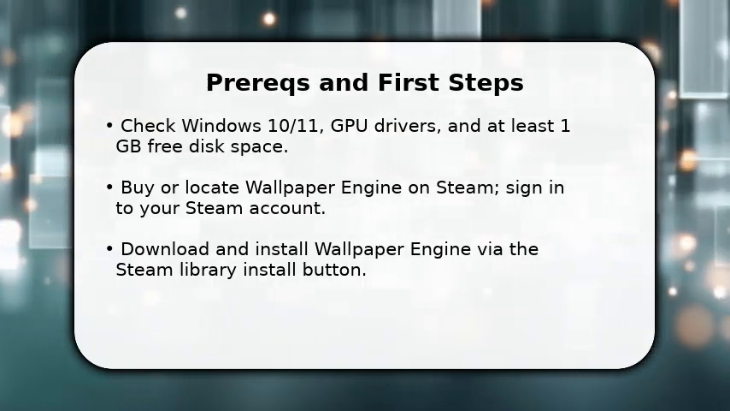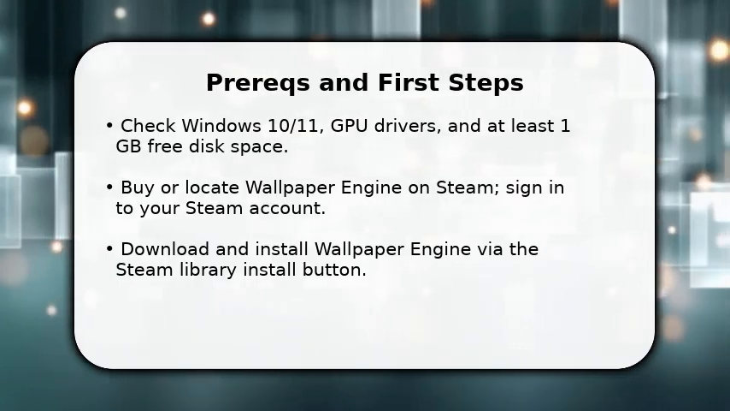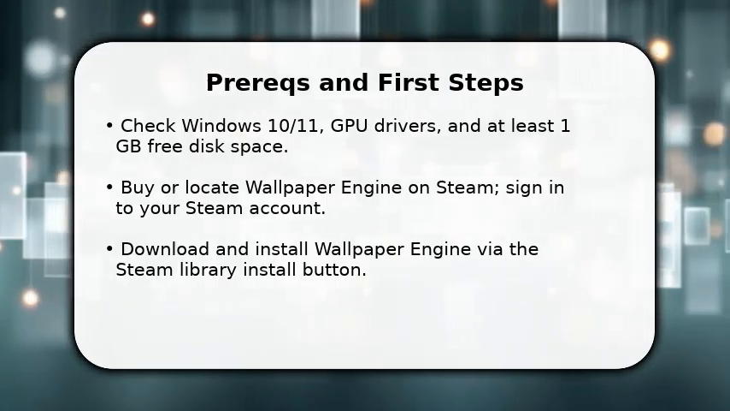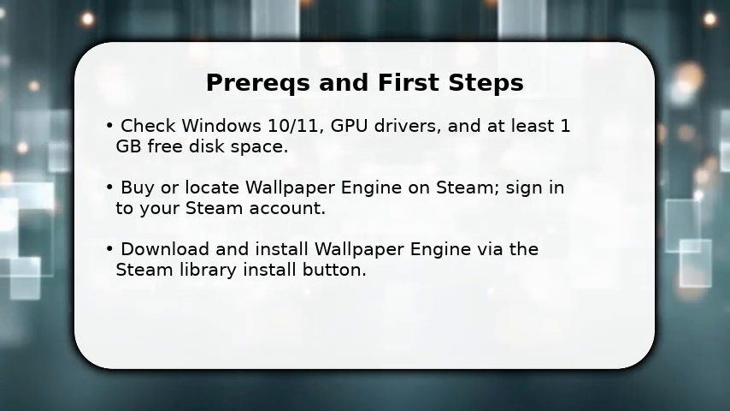Progress appears in Steam. While it installs, make sure Windows power settings allow background apps and that any full-screen games are configured not to block overlays. This prepares your system, so installation finishes without permission or performance hiccups.